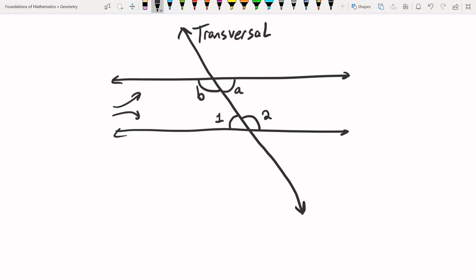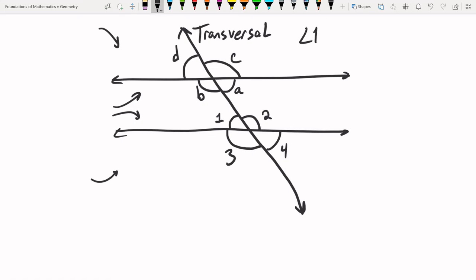Angle 3 is congruent to angle C. That's because they are alternate exterior angles, exterior being on the outside of the parallel lines. And alternate exterior angles are also congruent. So angle 3 and angle C are congruent. Angle 4 and angle D are congruent.